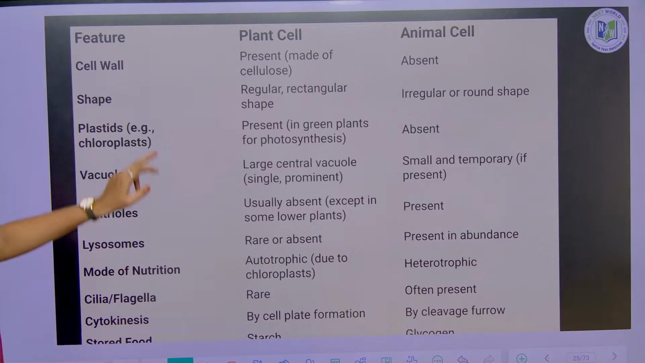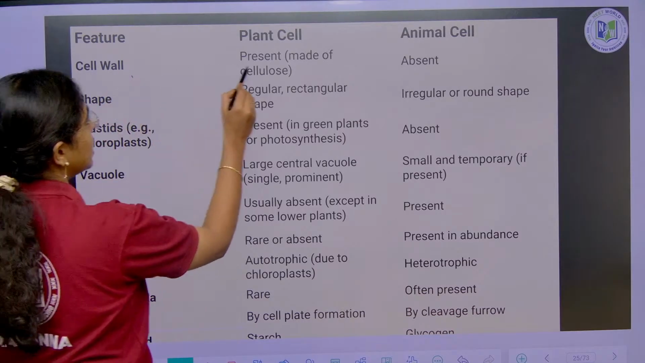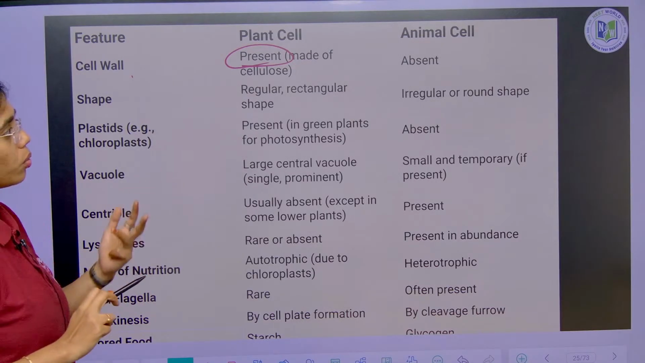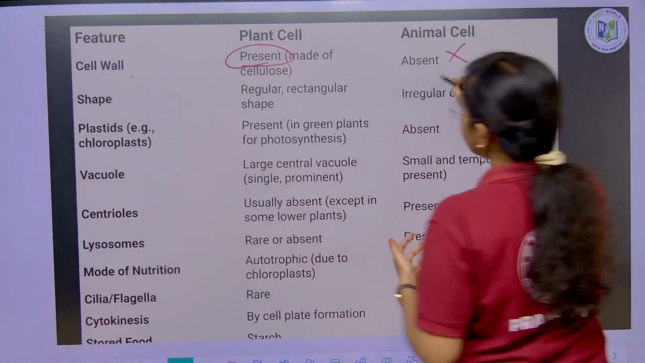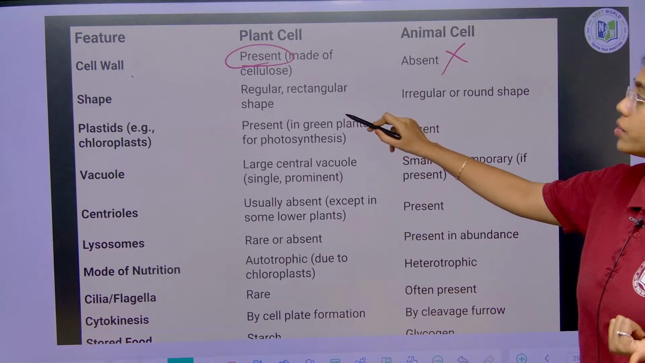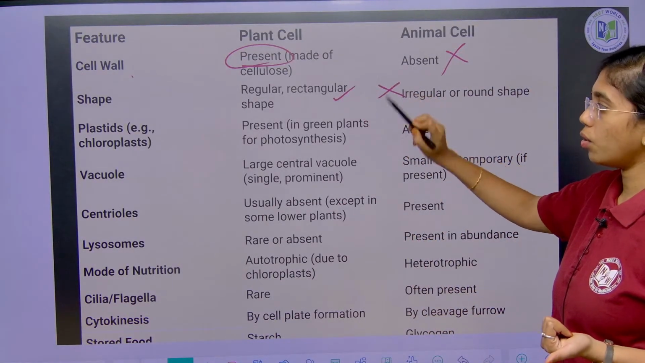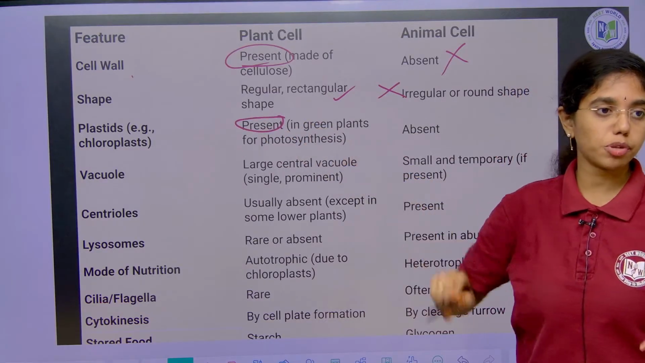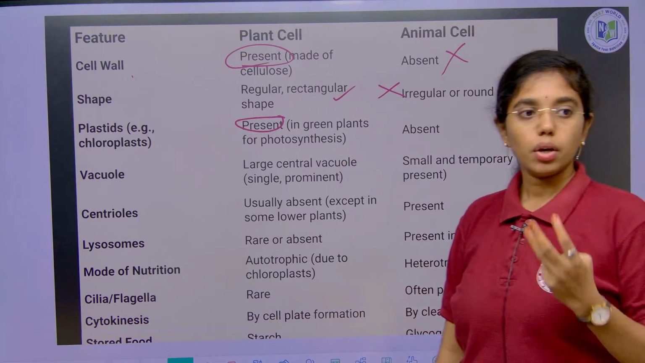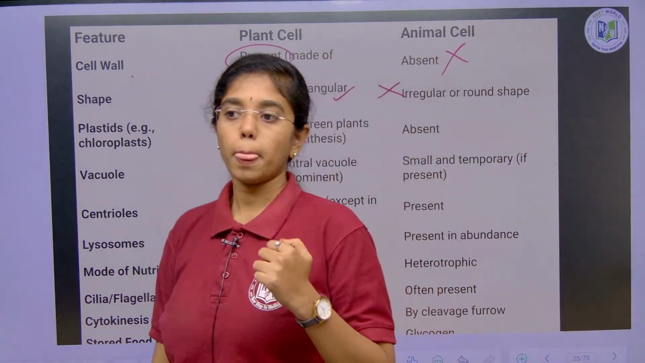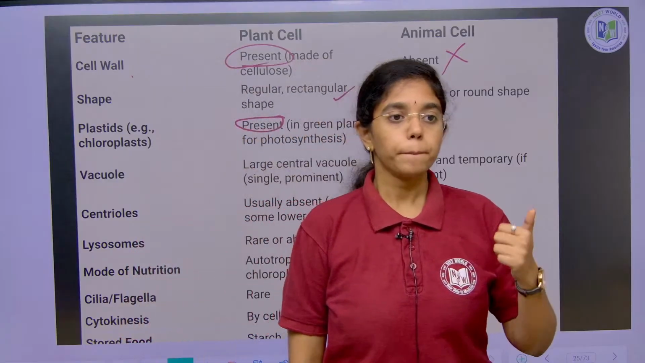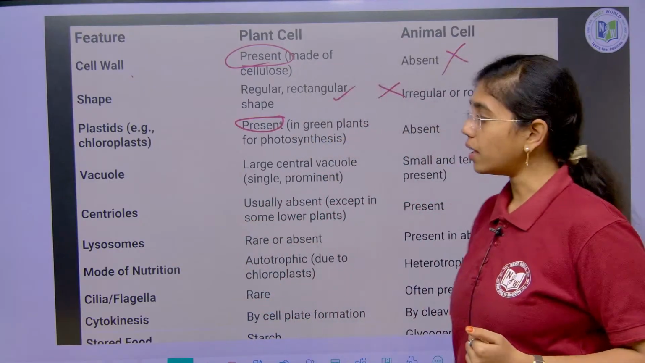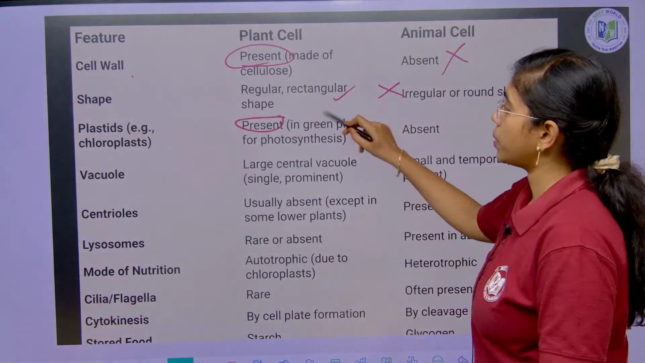First, plant cell outermost is cell wall, which is made up of cellulose, hemicellulose, pectins and proteins. In animal cell, cell wall is absent. Here the shape is regular or rectangular. This shape you can ignore, nobody will ask you. Plastids are present. We have 3 types of plastids. Can you remember and name them? What are the 3 types of plastids? Chloroplast, chromoplast, leucoplast. Very good. Chloroplast, chromoplast and leucoplast, 3 types of plastids are present in a plant cell.